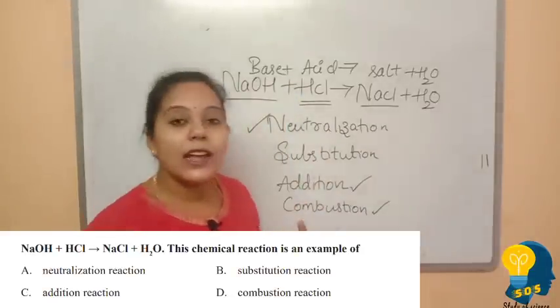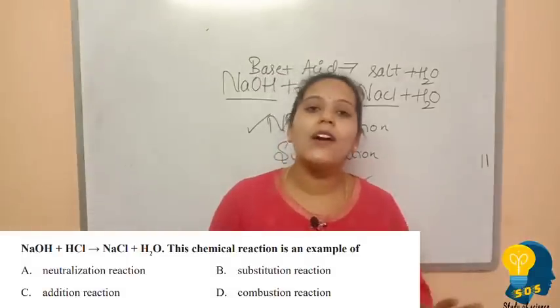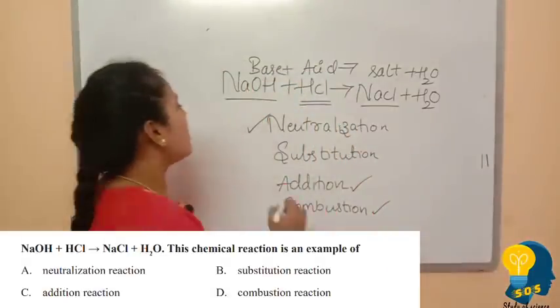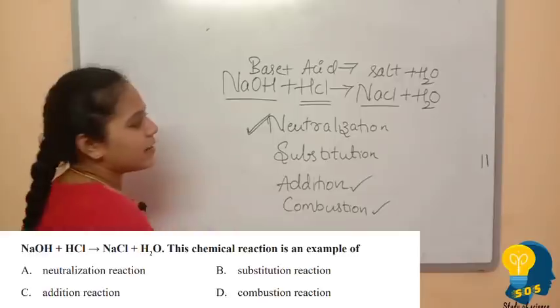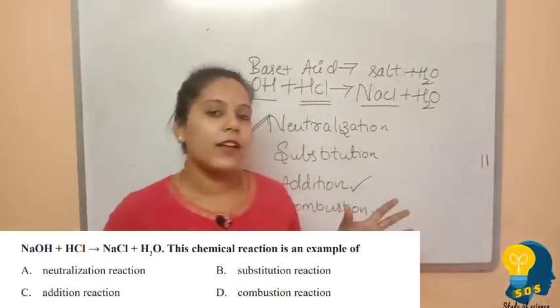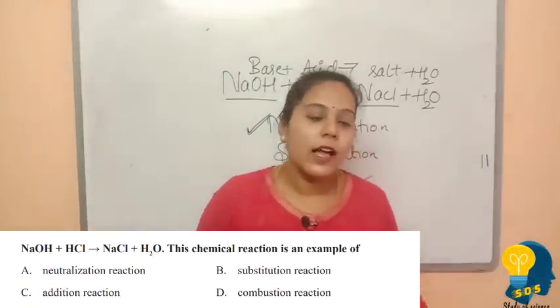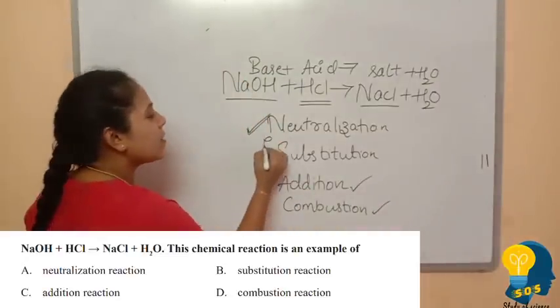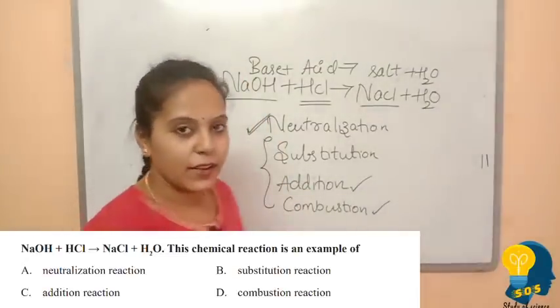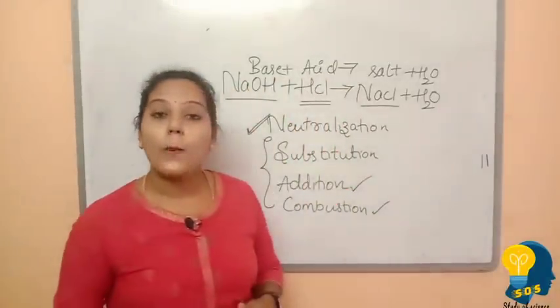But in a neutralization reaction, acid and base will react to give the salt and water. So that is the reason the correct answer is neutralization reaction. This is what will happen in the neutralization reaction: when acid combines with the base, we get the product as salt and water. The other three answers are not at all correct because they have their own definitions. So the correct answer is option A.